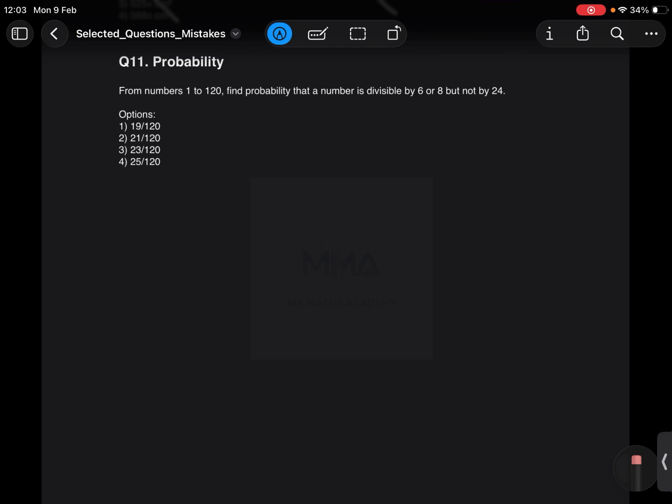For this question, I've marked 25 by 120, which is the correct answer, but it's given 23 by 120 in the response sheet. Let us hope there would be a correction in the final answer key.